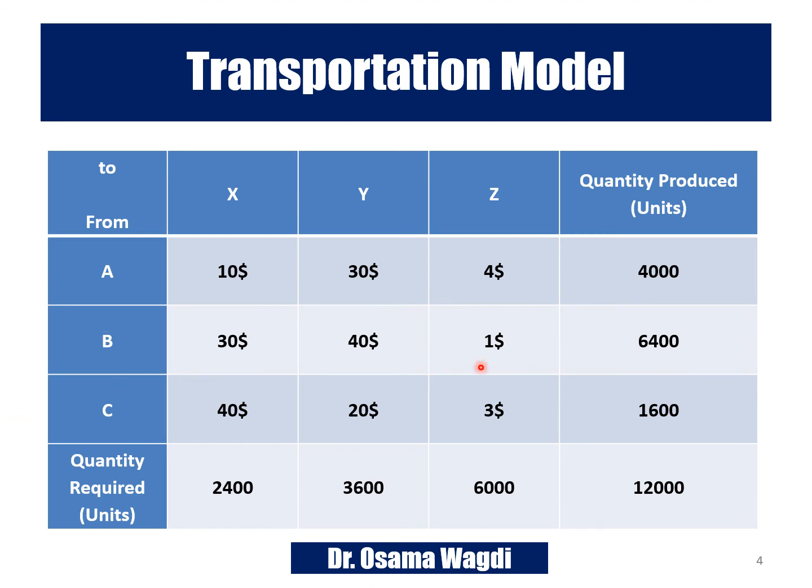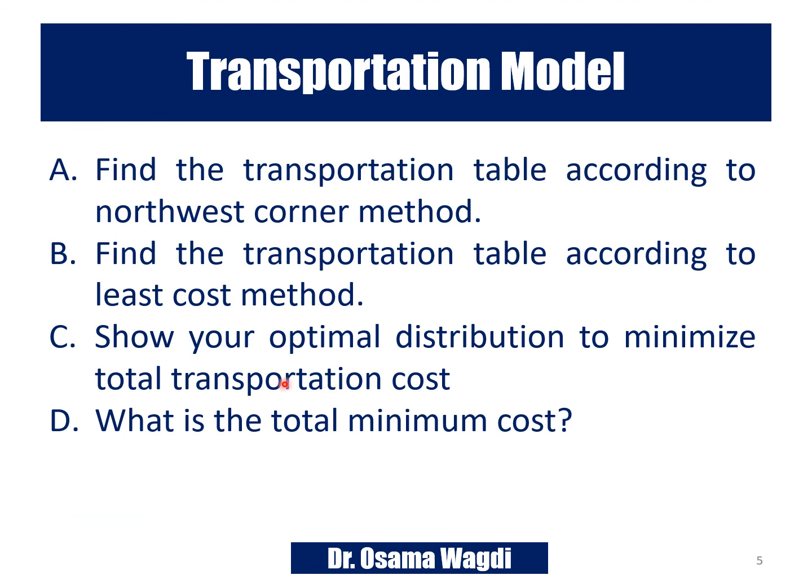Here's our table. We just put the given information in the table like we said in the previous videos. Our requirements. The first one, find the transportation table according to the northwest corner method. The second one, find the transportation table according to the least cost method. The third requirement, show your optimal distribution to minimize total transportation cost. The last one, what is the total minimum cost?